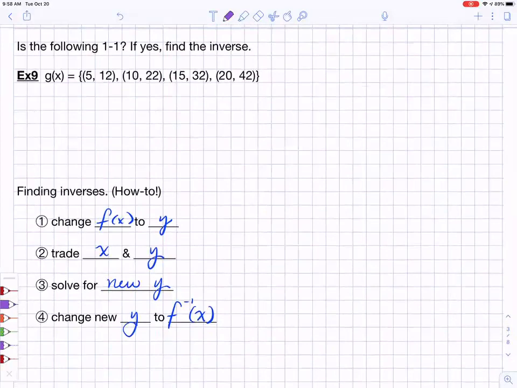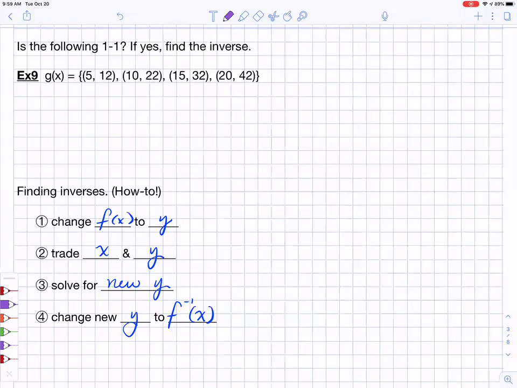All right, number 9. Is the following function one-to-one? And if it is, find the inverse. Okay, so let's talk about the first question. Is it one-to-one? Can you go back to the beginning of class today? Remember the embedded question that said, where else have you seen a test kind of like this? And you told me that it was where? Yeah, the function and the vertical line test.